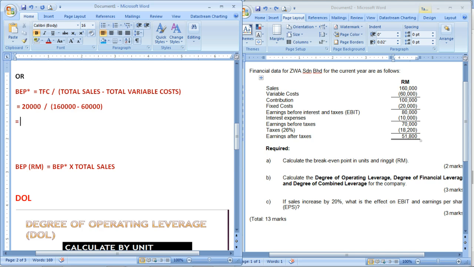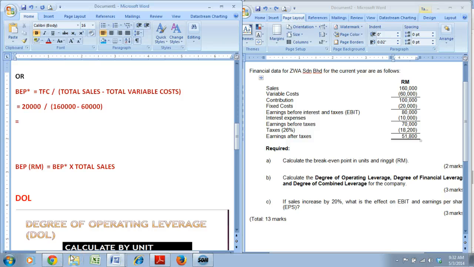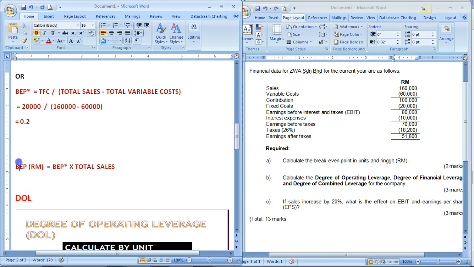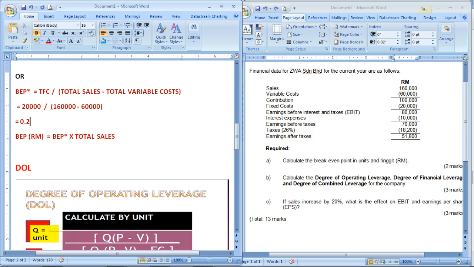Equals to, so can you all help me to calculate? 20,000 divided by 160,000 minus 60,000, then you will get 0.2. Then the answer that you get here means, class, 0.2 of the total sales.